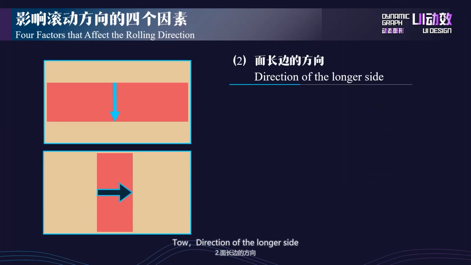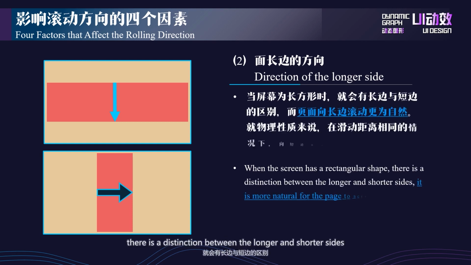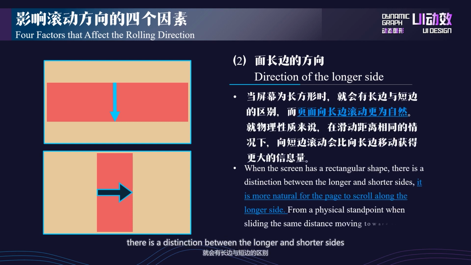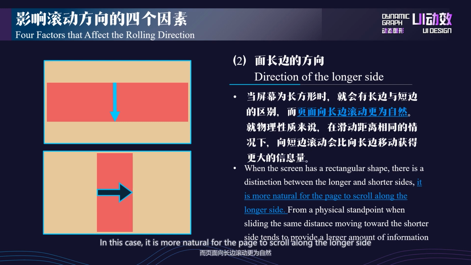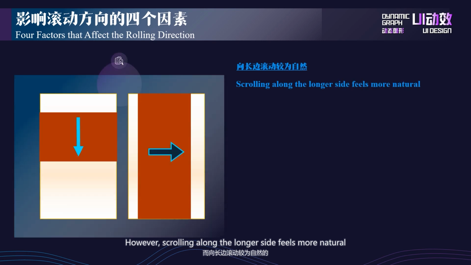2. Direction of the longer side. When the screen has a rectangular shape, there is a distinction between the longer and shorter sides. In this case, it is more natural for the page to scroll along the longer side. Look at the following 2 schematic diagrams. Think about it. From a physical standpoint, when sliding the same distance, moving toward the shorter side tends to provide a larger amount of information. However, scrolling along the longer side feels more natural.